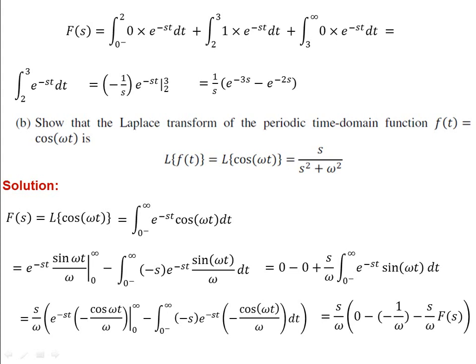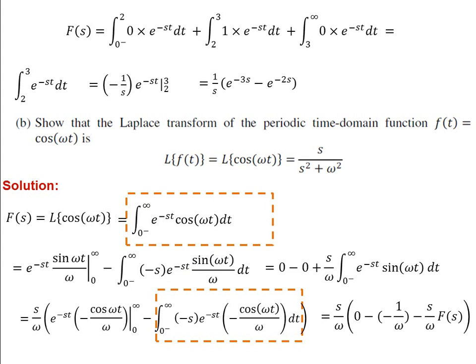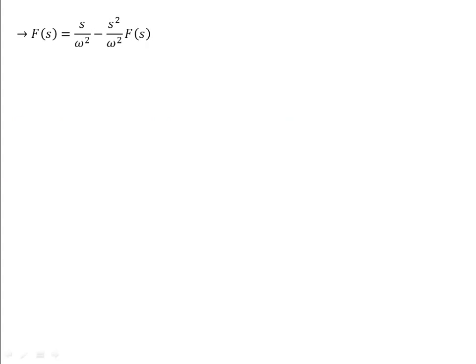And if you look at this integral and compare it with the first integral we have, we see that this integral is equal to minus s over omega F(s). So by considering this relation, and considering that F(s), which is the Laplace transform of cosine omega t, is equal to s over omega times (0 minus 0), or in fact 0 plus 1 over omega, minus s over omega F(s). If I consider this, I have F(s) equal to s over omega squared minus s squared over omega squared F(s).